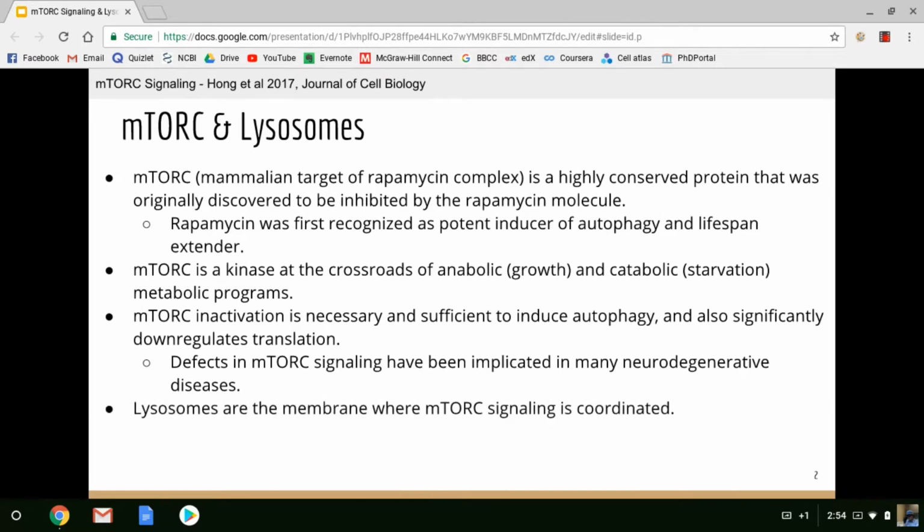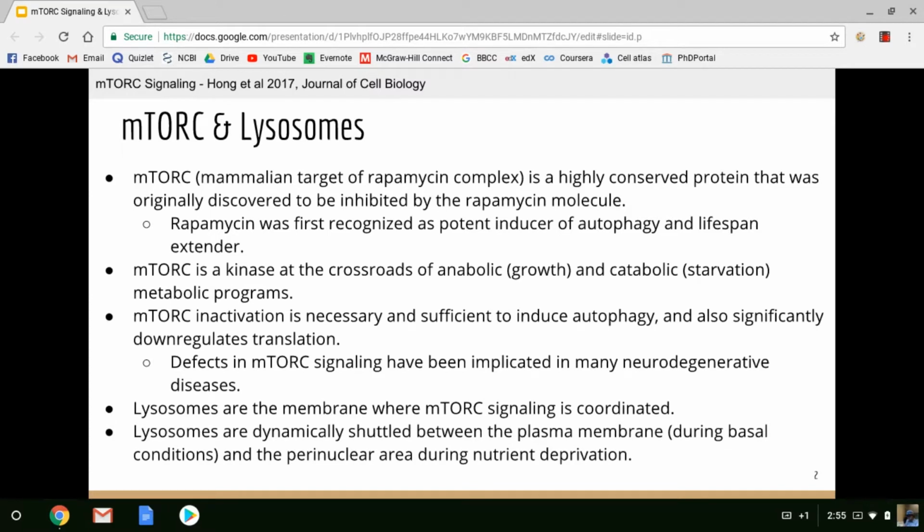In terms of where mTORC signaling occurs, it's actually coordinated from the surface of the lysosomes. And this has basically earned lysosomes their newfound title as metabolic signaling hubs. So lysosomes were originally kind of just garbage disposals. They weren't too interesting as organelles. But since the discovery of mTORC and its really complicated regulatory networks, lysosomes have become much more interesting, and they're considered the metabolic signaling hubs of the cell.